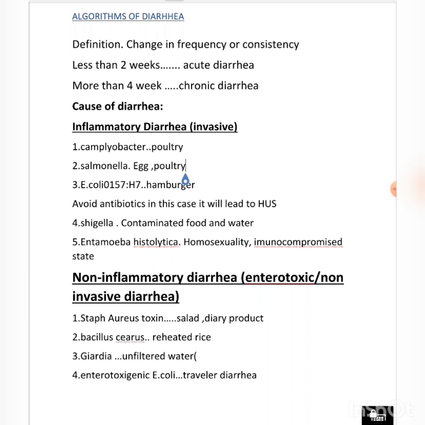Suppose a patient eats a hamburger and comes to the hospital with diarrhea, then it is mostly E. coli, and we will avoid antibiotic use in this case, as it will lead to hemolytic uremic syndrome. Suppose a patient is infected by Campylobacter jejuni and comes with diarrhea, he will give the history of poultry.